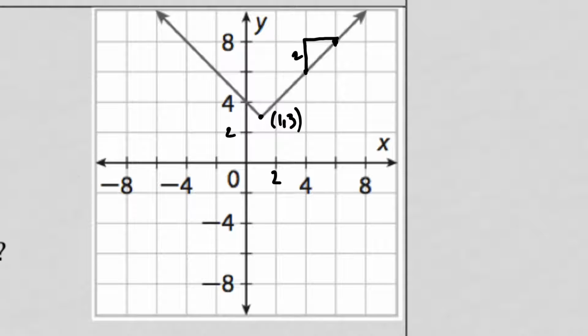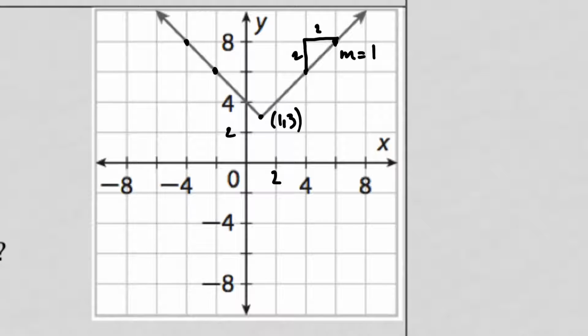And the run is also 2. Right? Remember, these squares are going by 2's. So the slope is 2 over 2, which is 1. On the left side, pick 2 points on the left side. Doesn't matter which 2, just pick 2. I choose this one and this one.